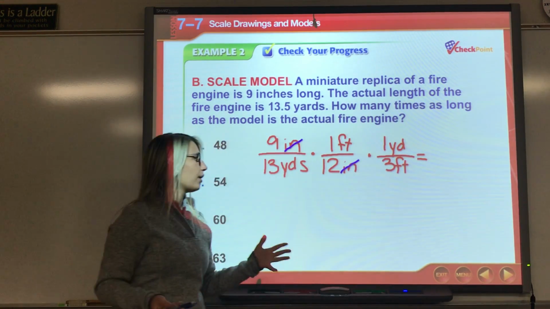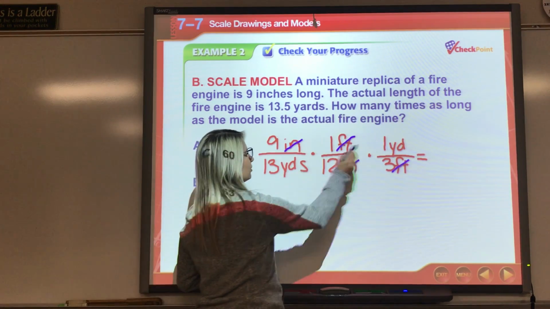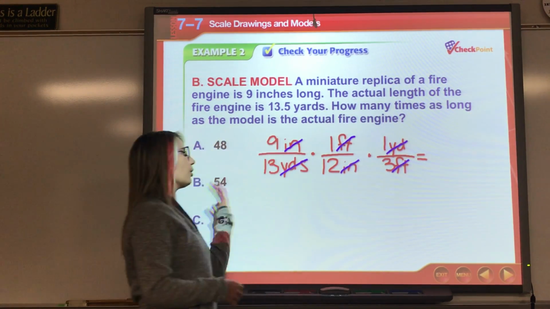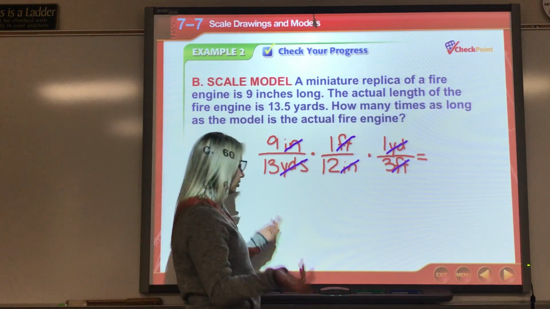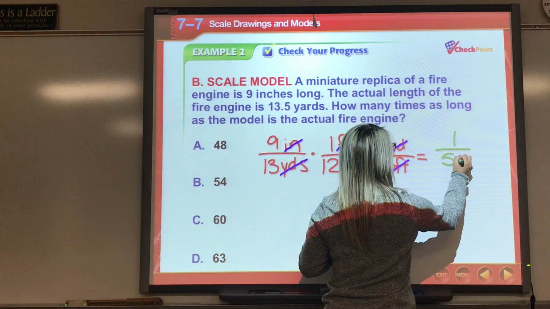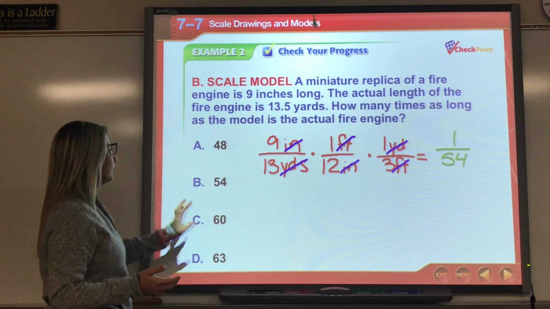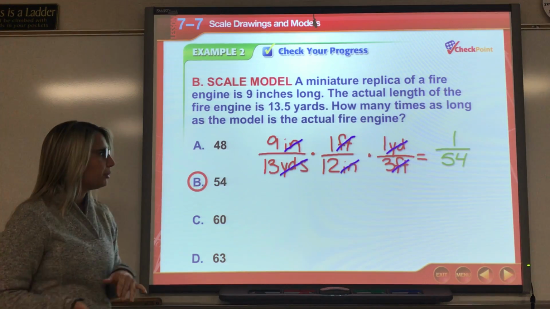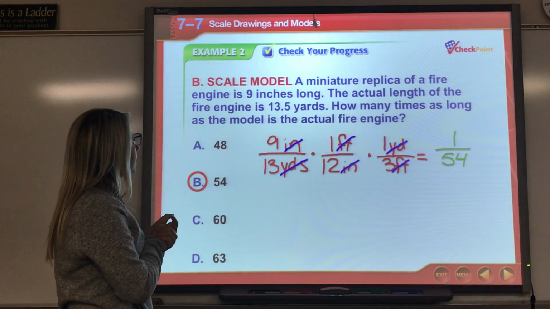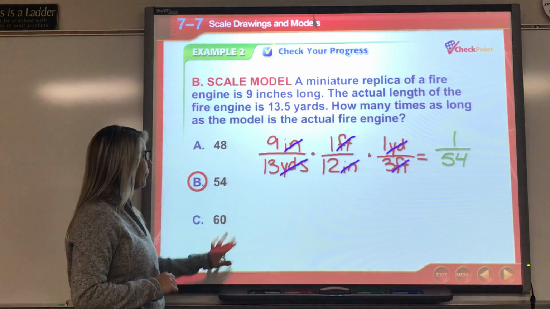At this point, our feet cancel out here and here, and then we're still left with yards and yards, so those will cancel out. Now when we go ahead and multiply these out, we get 9 over some big number, which ends up simplifying to 1 over 54. So that's saying we should be getting answer B. It's 54 times as long as the model.